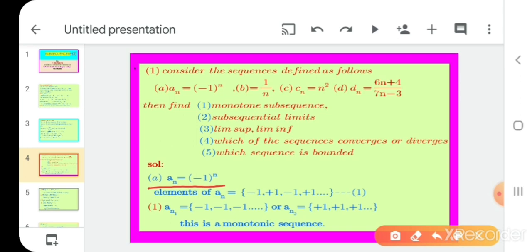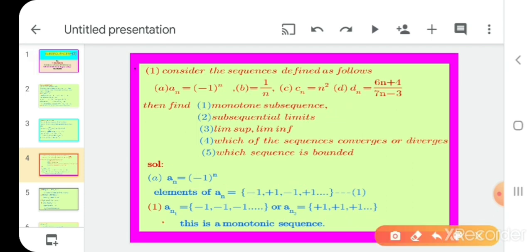First point: what we have to find here is a monotone subsequence. I write 2 subsequences. The first subsequence is a_n1. What are the elements here? I take only negative values: minus 1, minus 1, minus 1. And I wrote another subsequence a_n2, in which I took only positive values.